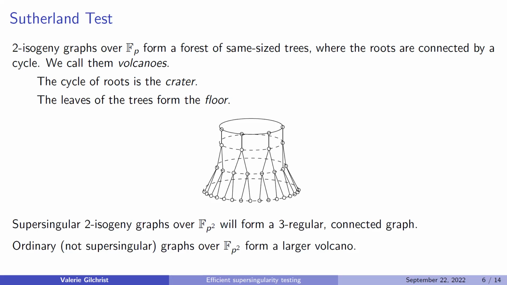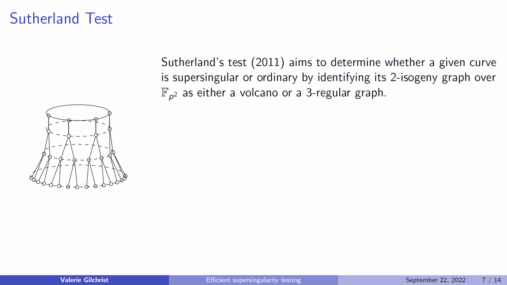And so where this gets different is that when you look over FP squared, the graphs of the supersingular curves are no longer volcanoes. They're actually 3-regular connected graphs, but the graphs of the ordinary curves still keep that volcano structure. So the idea of Sutherland's test, which was introduced in 2011, is to look at the graph of the curve over FP squared and try to determine whether it's a volcano or whether it's not a volcano, in which case the curve was supersingular.